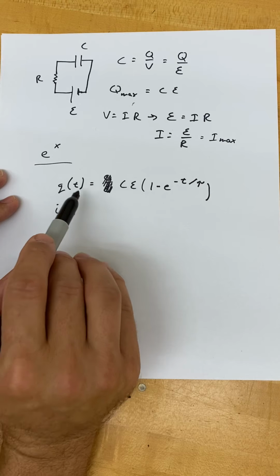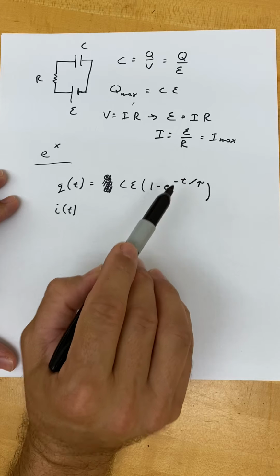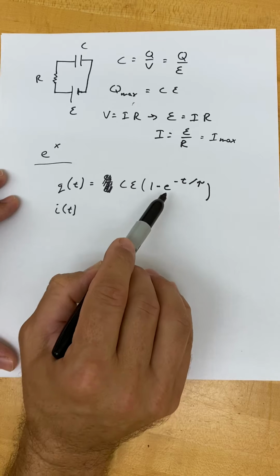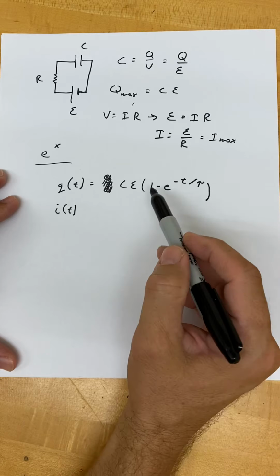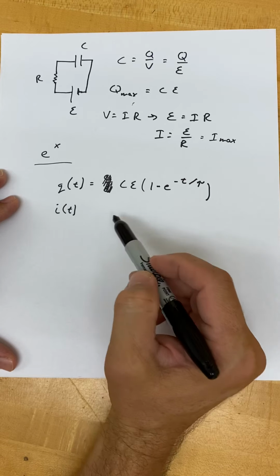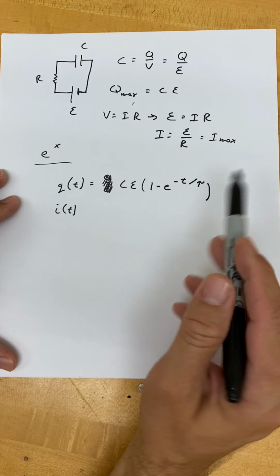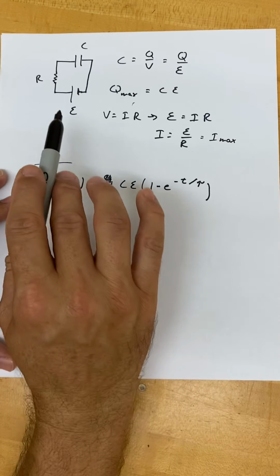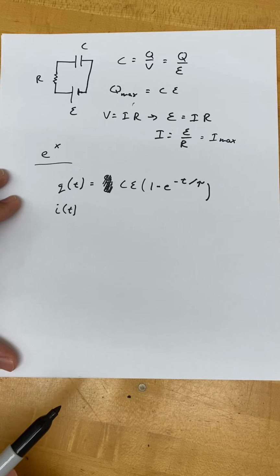After a long time, when t gets really, really big, I get e to the negative something really large. That is approaching 0. E to the negative something really big approaches 0. So what do I have then? I get 1 minus 0, which is just 1, times CE, which is my maximum charge. So what this says is after a long time, I charge up to CE, the max charge. Exactly like what I know should happen, so it seems like the math is describing the physics pretty well, so I'm pretty happy with that equation.